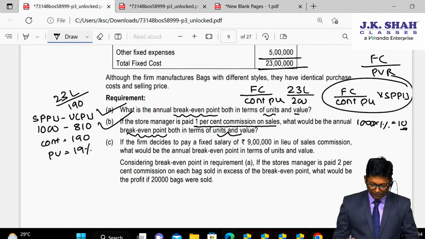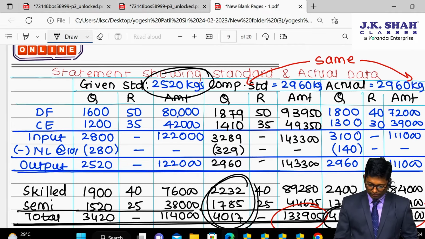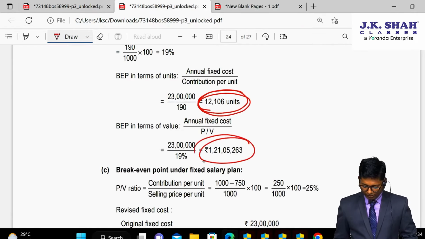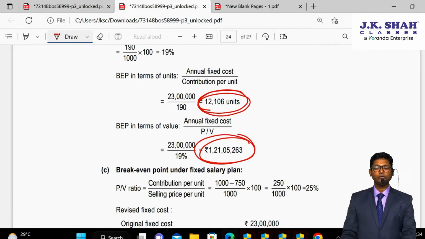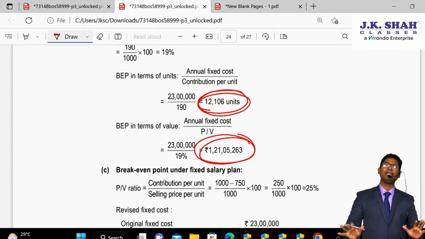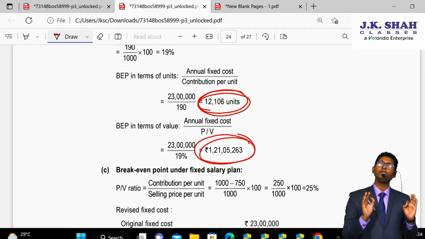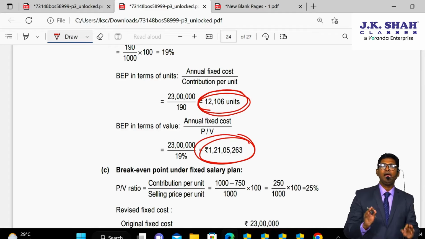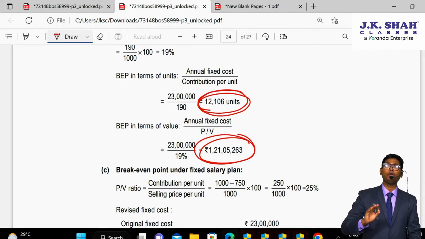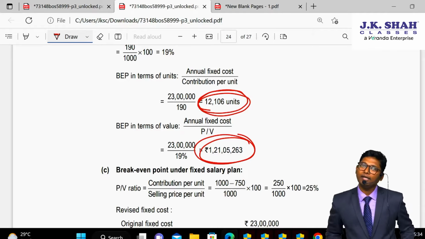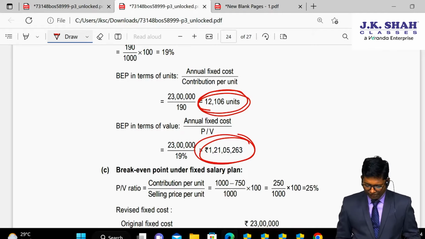When you multiply this by 1,000 rupees, you are going to get the value in amount. It is 1 crore 21 lakh 5,263. It is a simple straightforward calculation. Fixed cost divided by contribution per unit gives you quantity, and fixed cost divided by contribution per unit into selling price per unit gives you final sales value. You can even use PV ratio for the purpose of solving this.